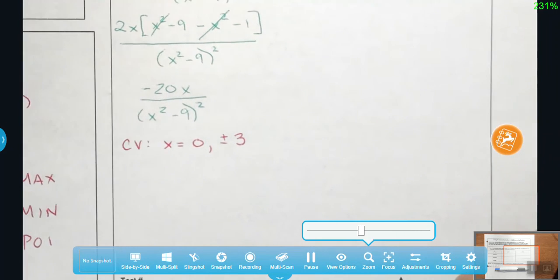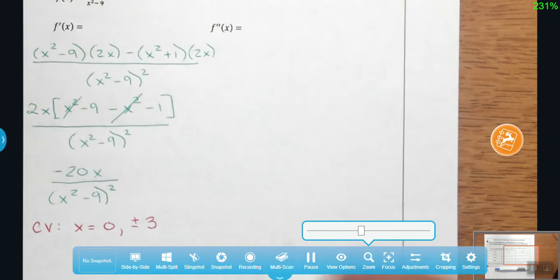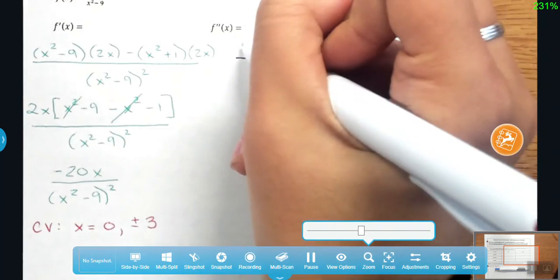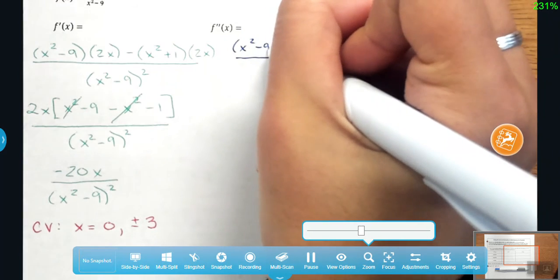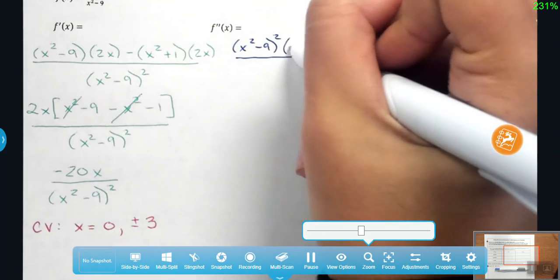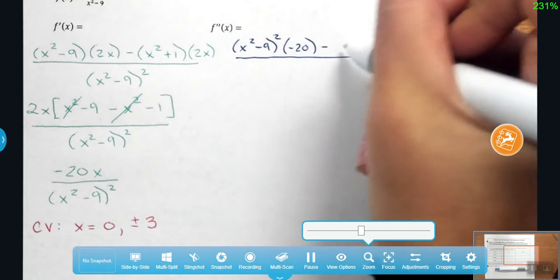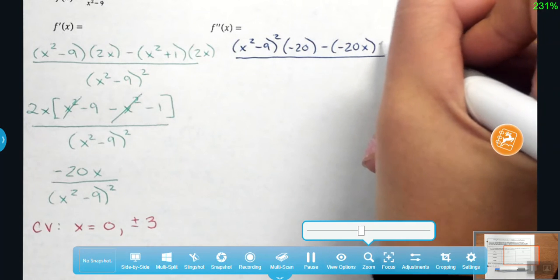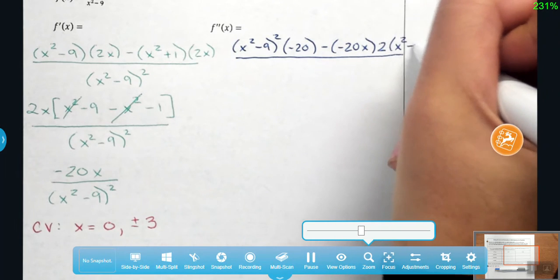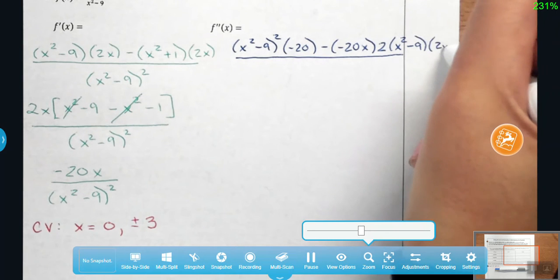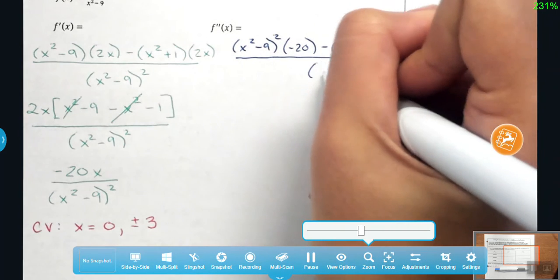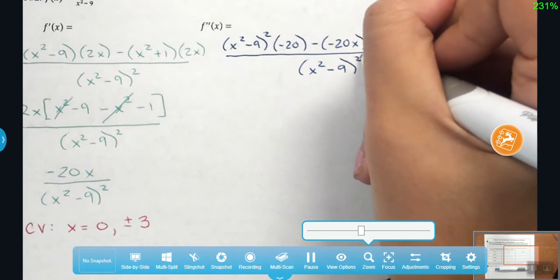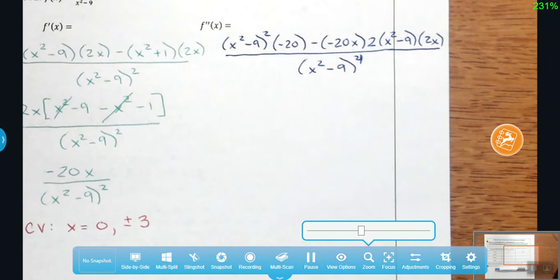All right, second derivative. Deep sigh. Bottom times the derivative of the top, minus top times the derivative of the bottom, over bottom squared.